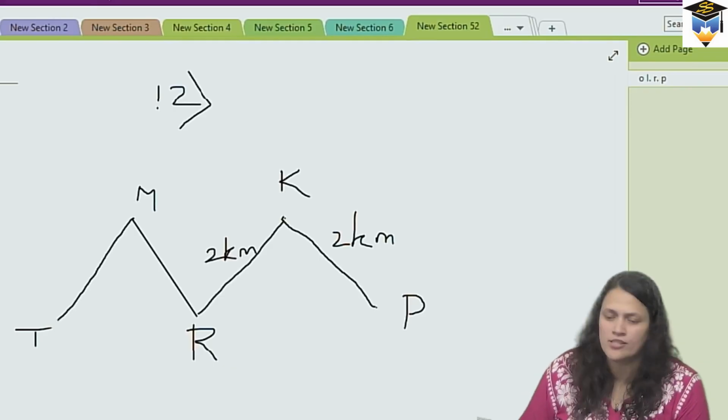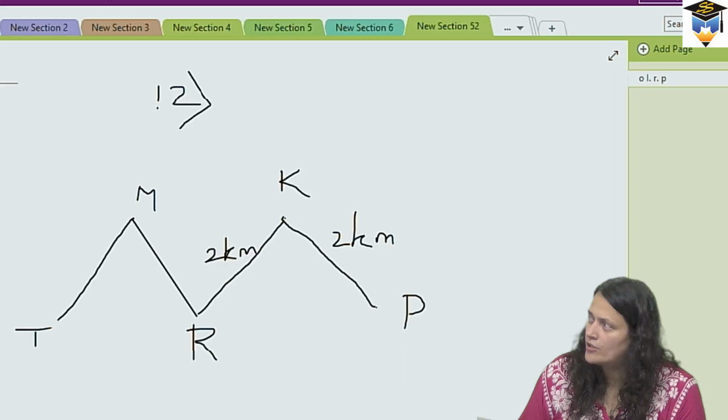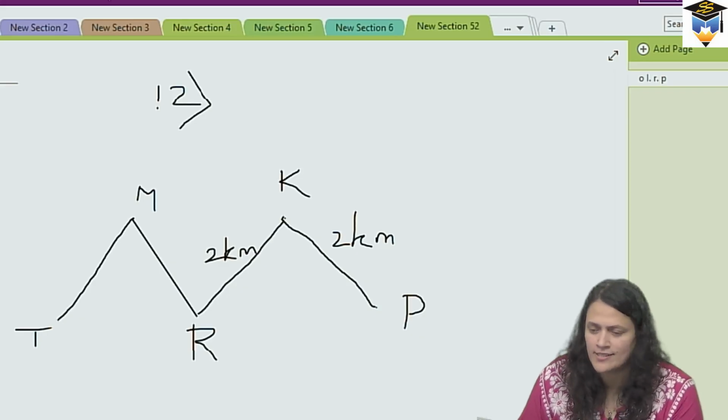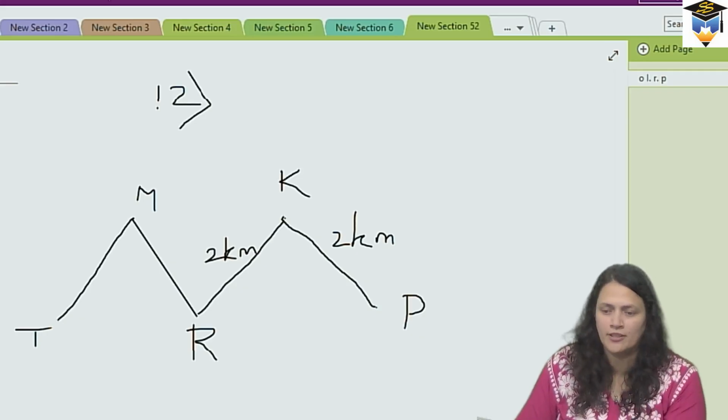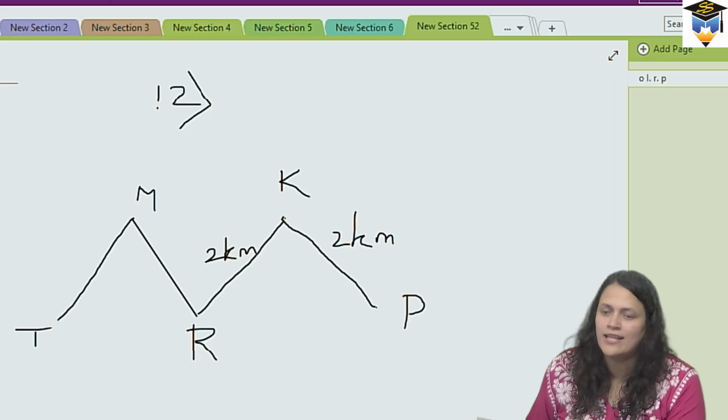So this is a question related to the previous exercise. Now let us do sum number 13 after this. Please write down, all of you.